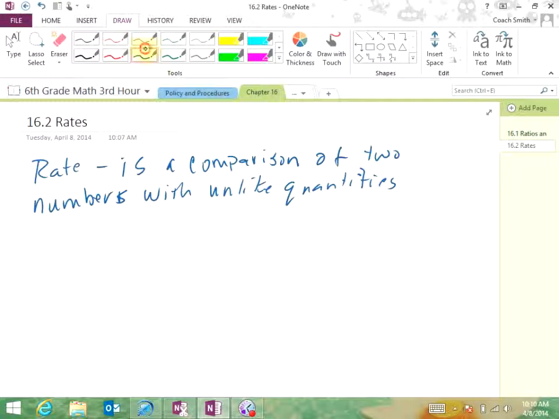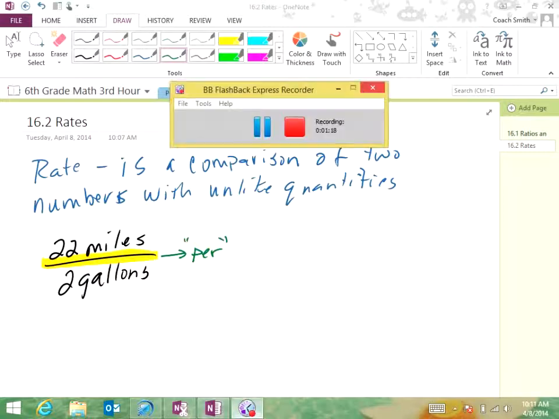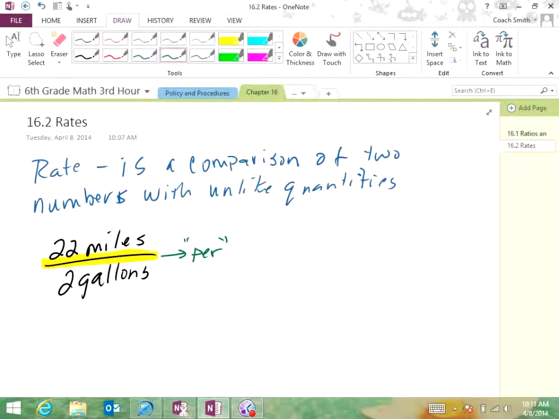An example of this would be 22 miles and 2 gallons. Okay, 22 miles over 2 gallons, or 22 miles per gallon. The fraction bar right here means the word per.